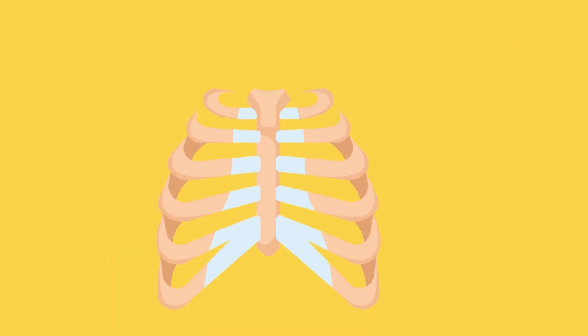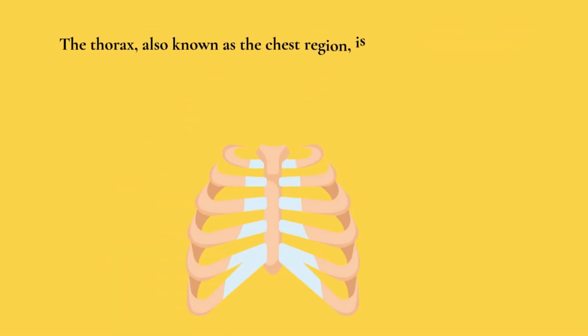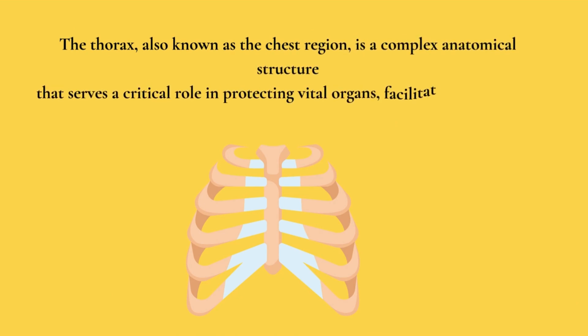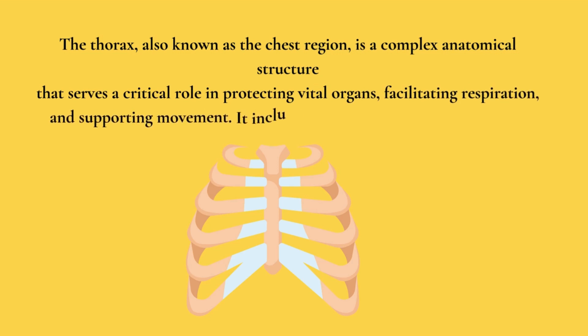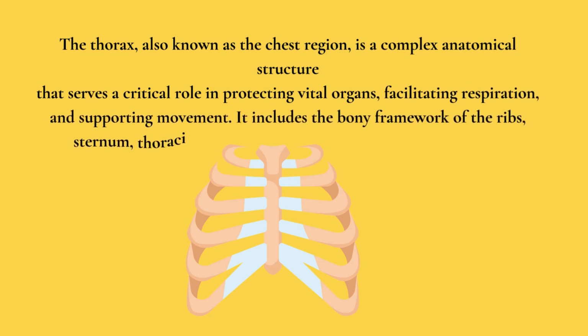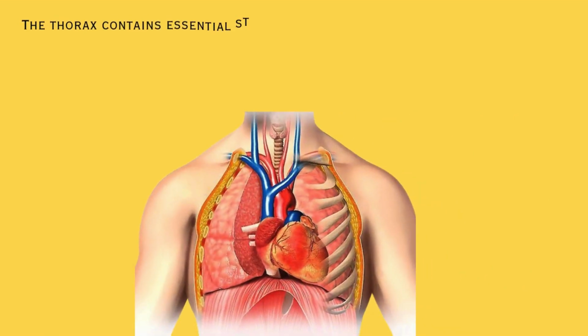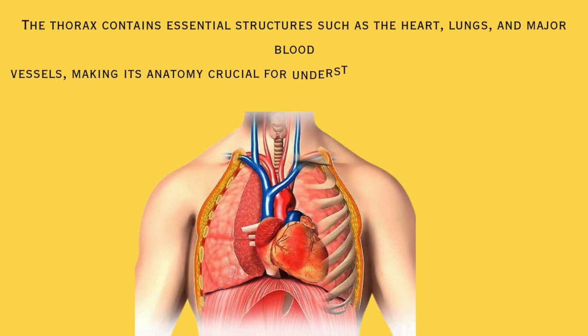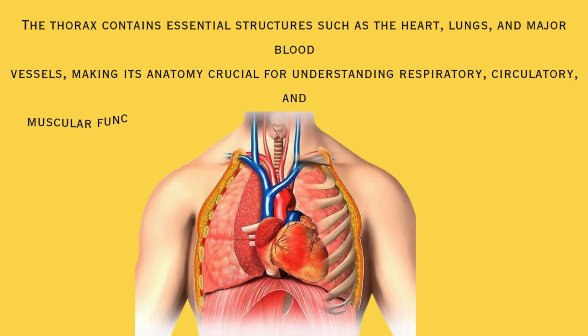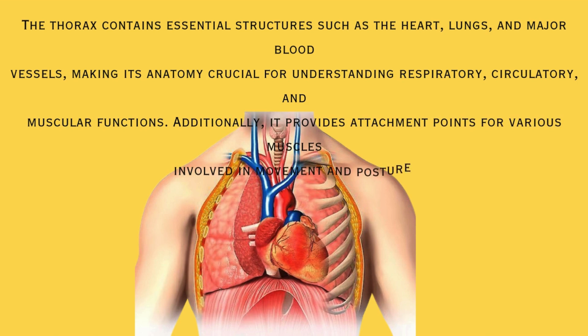Thorax anatomy. The thorax, also known as the chest region, is a complex anatomical structure that serves a critical role in protecting vital organs, facilitating respiration, and supporting movement. It includes the bony framework of the ribs, sternum, thoracic vertebrae, and associated muscles and tissues. The thorax contains essential structures such as the heart, lungs, and major blood vessels, making its anatomy crucial for understanding respiratory, circulatory, and muscular functions. Additionally, it provides attachment points for various muscles involved in movement and posture.